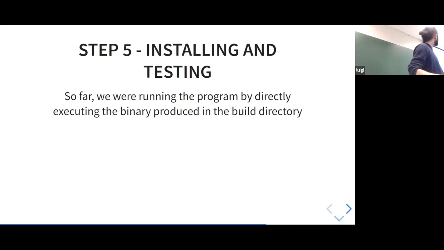Well, we are at the end of the session, so just a few words on that. So you can also install and test. For now, every time you need to run your program, you need to type the path to your program in order to run it. You can install it so that you don't need to do it. You can just type the name of your program and it runs. So CMake allows you to do that too.